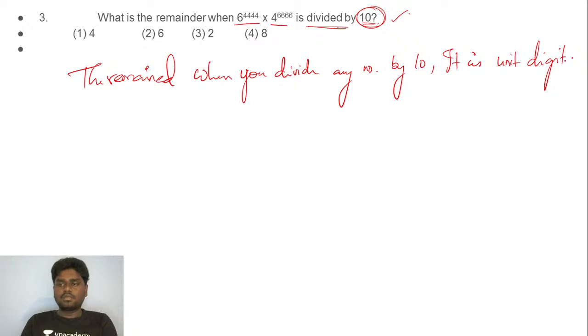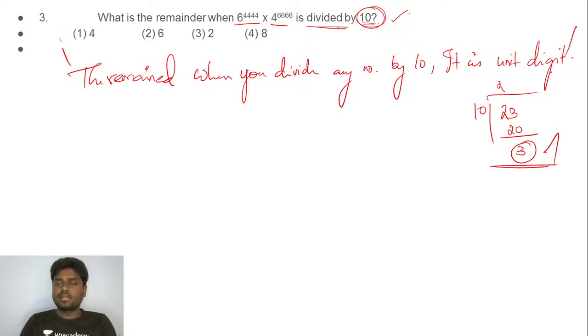So how does it work? Let me take a number, let's say 23. If I divide this number by 10, it goes exactly 2 times, 20. And what's the remainder which I got? That's what I've written here. The remainder, when you divide any number by 10, is the unit digit of the number. That's it. Very simple.